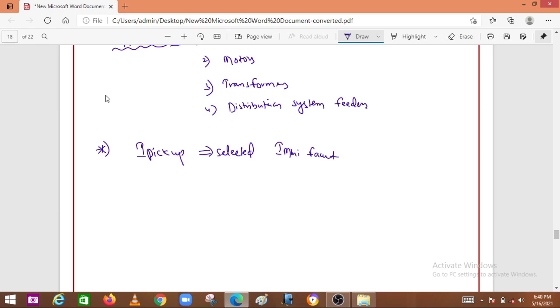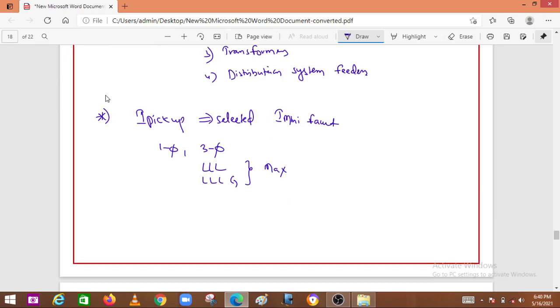In distribution and transmission systems you will have two types of faults. Simply I can classify them as single phase faults and three phase faults. Three phase faults always give the maximum fault current, in both transmission and distribution systems, whereas in the transmission system the LG single phase fault gives the minimum fault current. So the pickup value will be selected based on the minimum fault current, that means the LG fault in the transmission line, but in the distribution system the minimum fault can be the line to line fault.